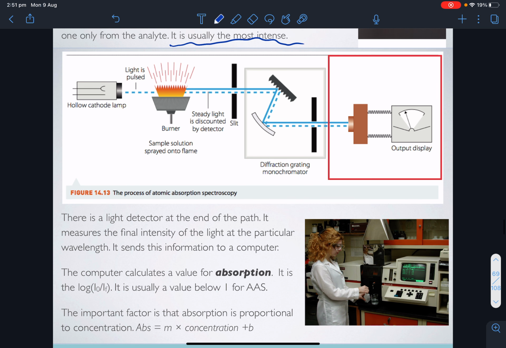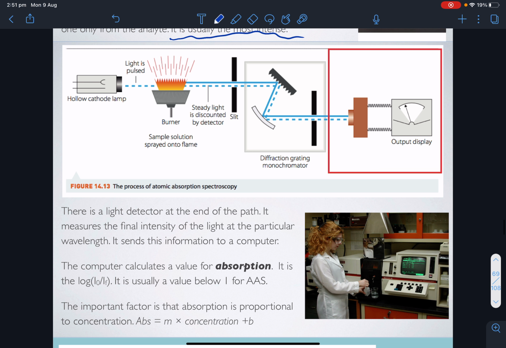At the end of that, we've got this output display or this measurer. What that usually is, is a computer. It has a light detector, and the computer knows from the hollow cathode lamp how much light went into the sample. The light detector at the end knows how much came back out, and it does a calculation, and that calculation is called absorption. It's a logarithmic relationship between the initial intensity of light and the final intensity of light. And usually for this instrument, we have a value below 1.00, around below 1.